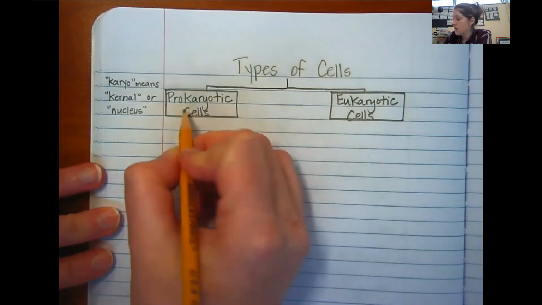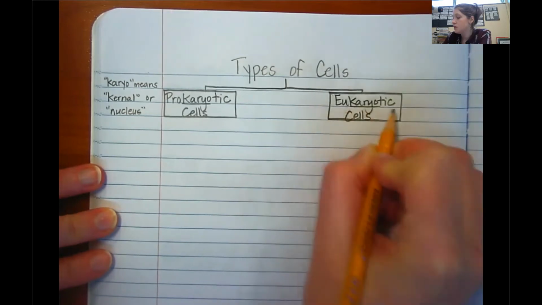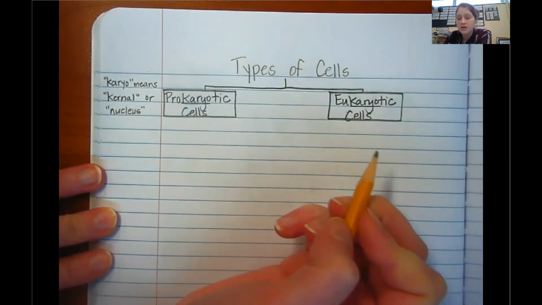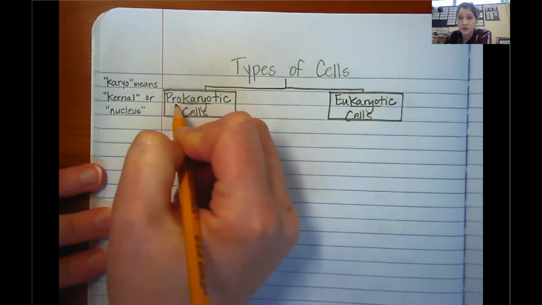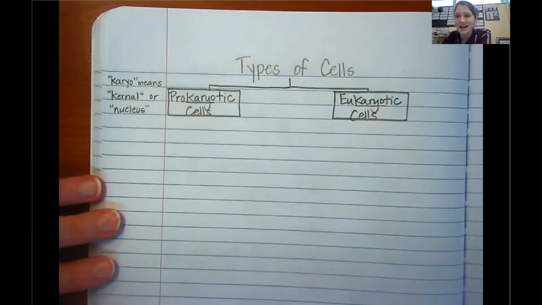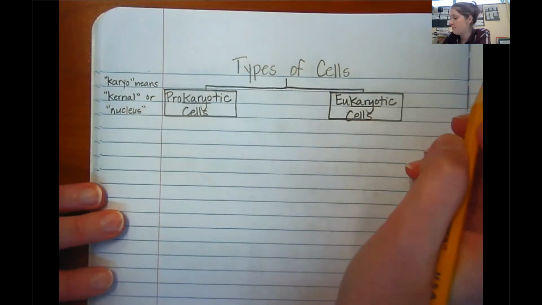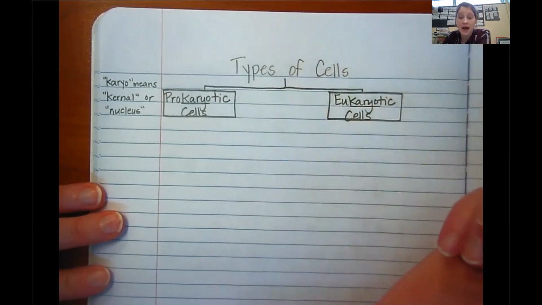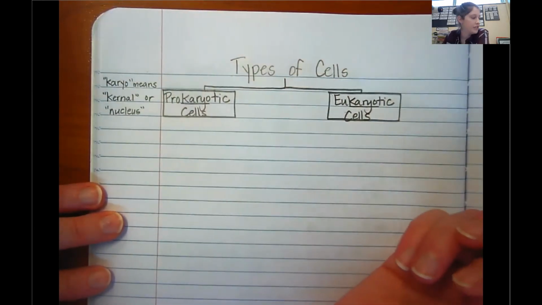So this karyo word comes in both words. One is essentially saying this is the type of cell where there isn't a nucleus. It's before a nucleus is formed, evolutionary wise, not within the life of that organism. And this one is saying it contains a nucleus. So that's actually the primary definition of each.